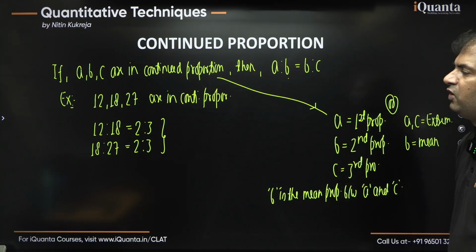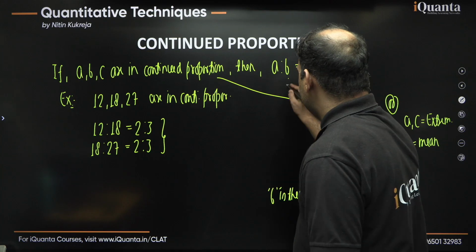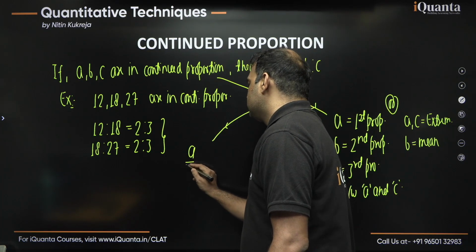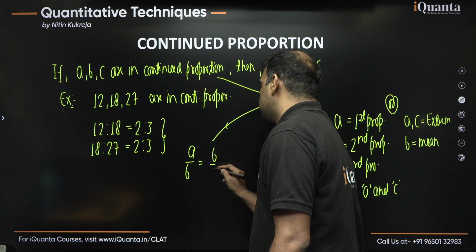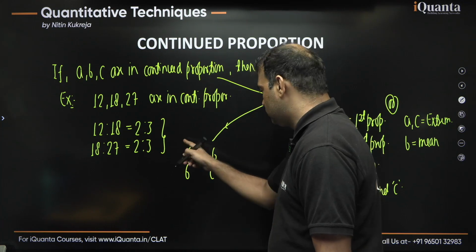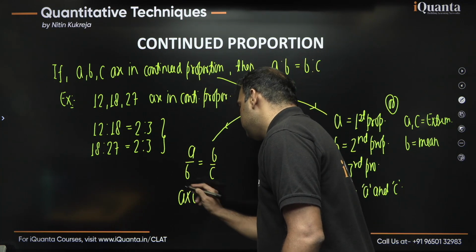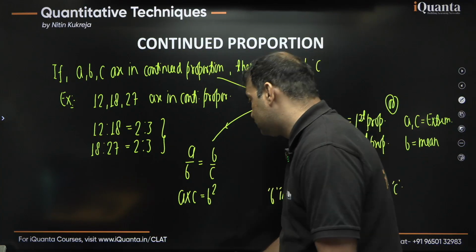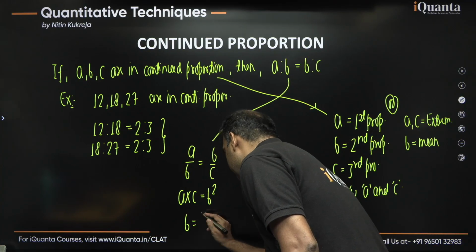Okay guys, now let's do one more thing. Remember, A is to B is B is to C. If we write this in the form of the fraction, it should be A upon B is equal to B upon C. Cross multiplying, C taking here A into C, B taking here is equal to B square. So A into C is equal to B square. We can also say that B is equal to the square root of AC.